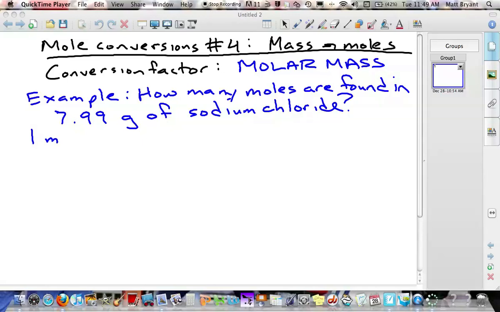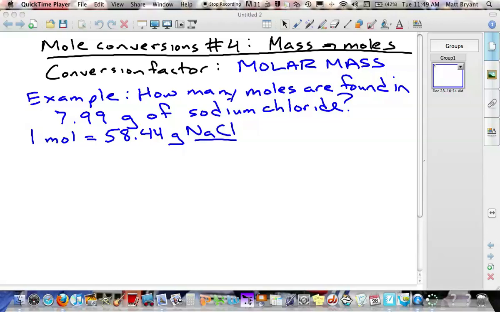So we know, first of all, that the conversion factor that we need is molar mass, and that the molar mass of sodium chloride is 58.44 grams. So we're going to start with that. And again, if you want to figure that out on your own, you're more than welcome to do so. Here's the formula, NaCl. You would take the mass of 1 sodium and add it to the mass of 1 chlorine, and you would get that number you have right here. Again, feel free to check if you're not sure.